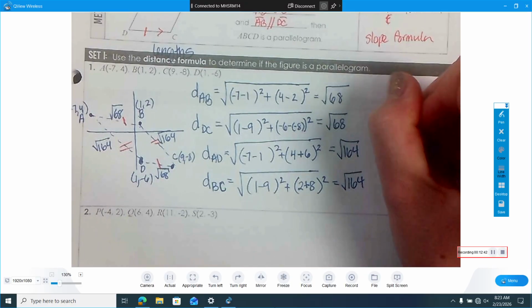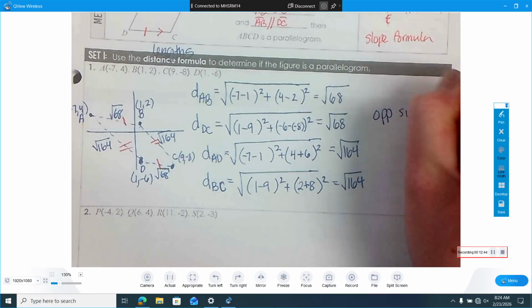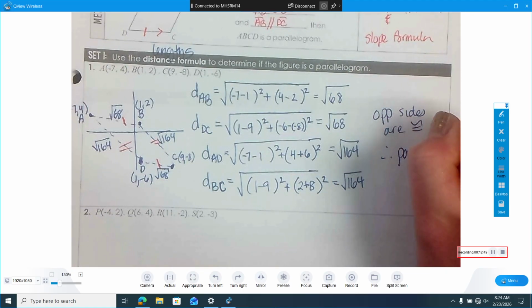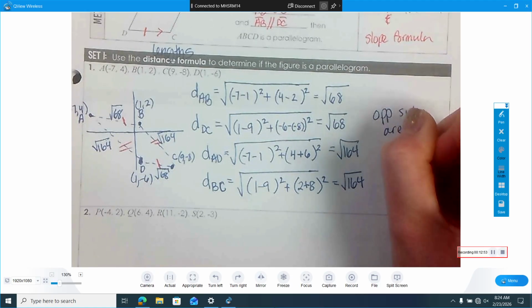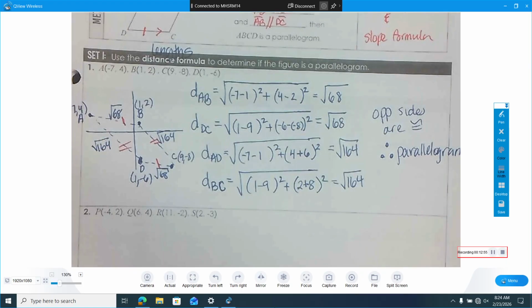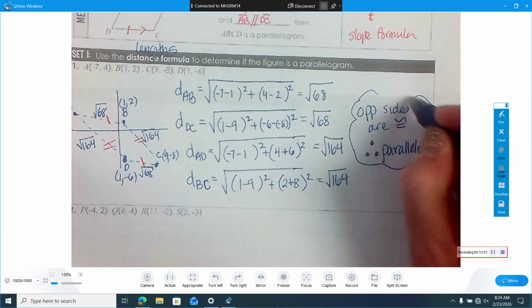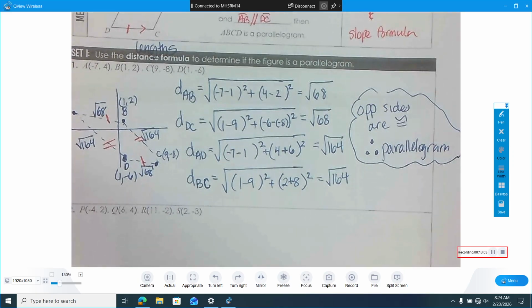yep, both pairs of opposite sides are congruent, therefore parallelogram. Both pairs of opposite sides are congruent, therefore we have a parallelogram. And I do think in Delta Math there's some sort of statement like this. Both pairs of opposite sides are congruent, so we get a parallelogram.